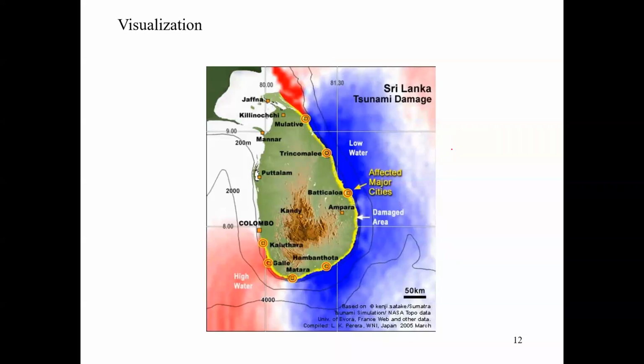The Sri Lanka tsunami affected area, the water height. It's probably the altitude, right? It shows some isocontours with the geographic information.